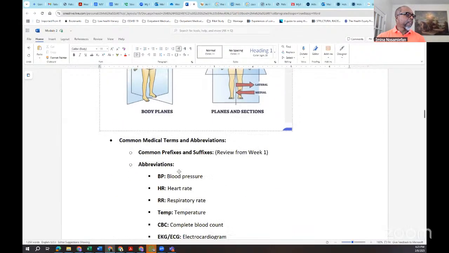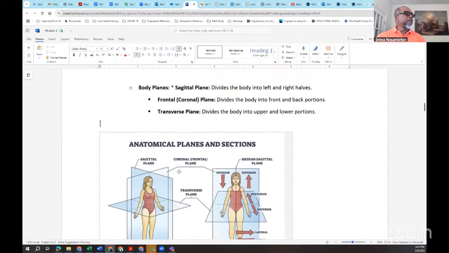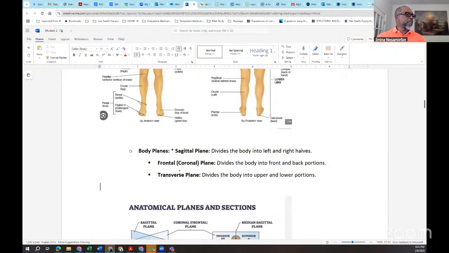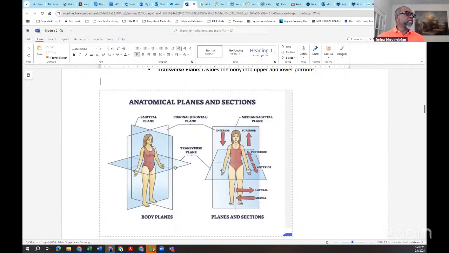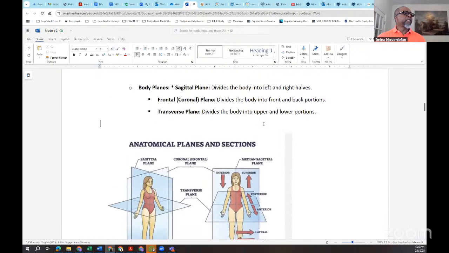All right. And then the other one is the frontal plane. Sorry, the frontal plane divides the body into front and back portions. So this is the frontal plane. Okay, so just imagine.